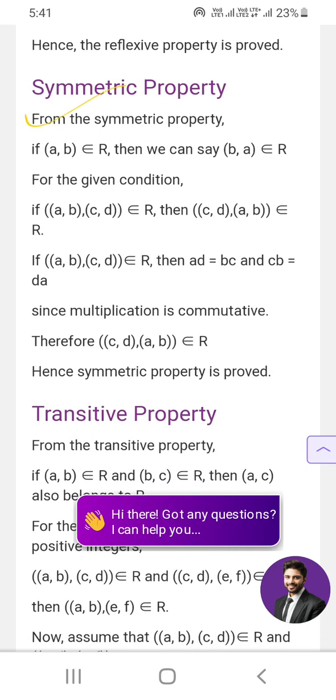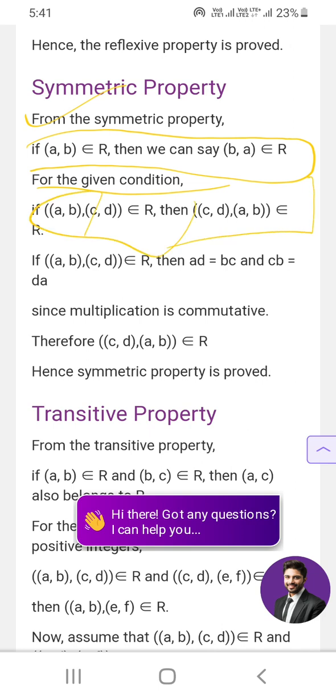Symmetric property: if (a, b) belongs to capital R, then we can say (b, a) belongs to capital R for the given condition. If (a, b), (c, d) belong to capital R, then (c, d), (a, b) belong to capital R.